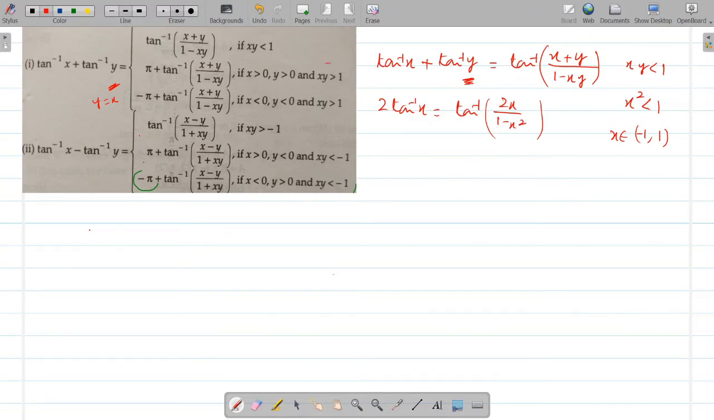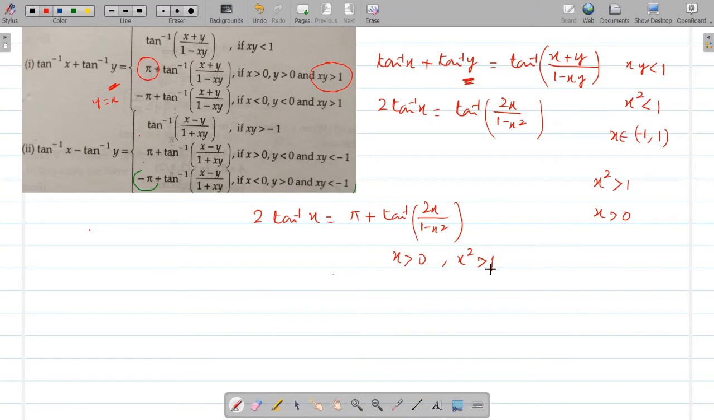And see, when xy is greater than 1, means x square's value is greater than 1, and when x is positive, in that case you will add pi. Means 2 tan inverse of x will become pi plus tan inverse of 2x divided by 1 minus x square when x is greater than 0 and x square is also greater than 1.